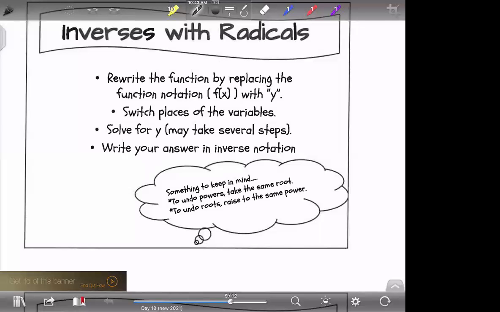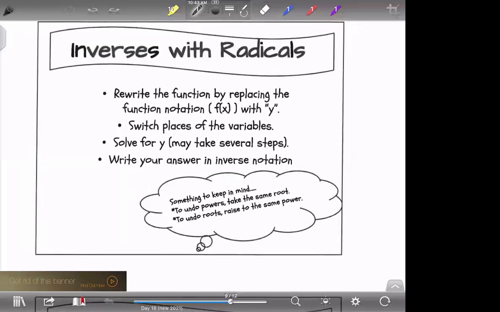All right, our second lesson for today, we're going to focus back on inverses, but this time we're going to look with radicals. So same 4 steps as yesterday. We're going to rewrite the function, taking out the function notation. Most of the times it's f of x. We're going to replace it with y. We're going to switch places for the x and the y's. We're going to solve for y, and then we're going to write our answer in inverse notation.